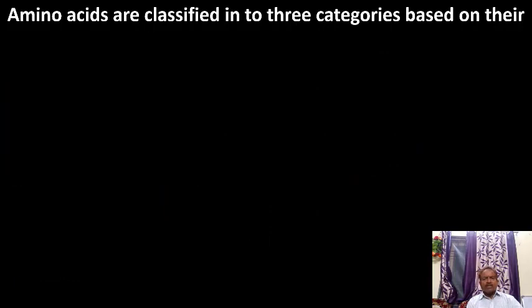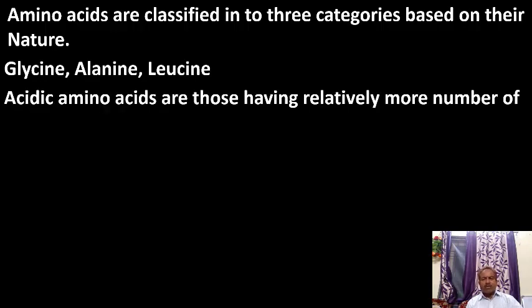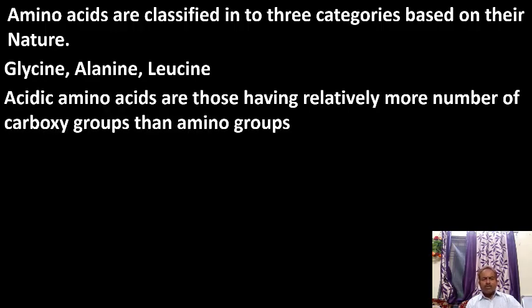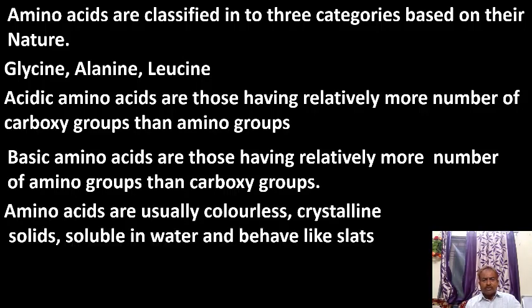So amino acids are classified into 3 categories, as we just discussed. That is, depending on their nature, the first one is neutral. Acidic amino acids are those having relatively more carboxy groups than amino groups. So acidic amino acids have more carboxy groups than basic groups, that is amine groups. Basic amino acids are those having relatively more amino groups than carboxy groups.